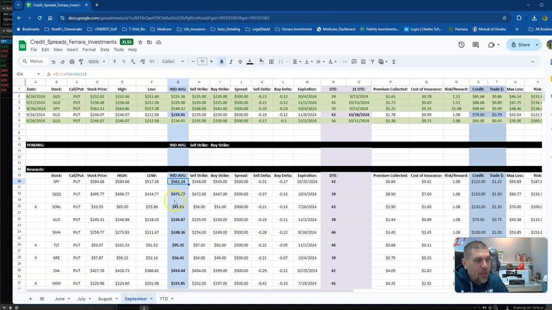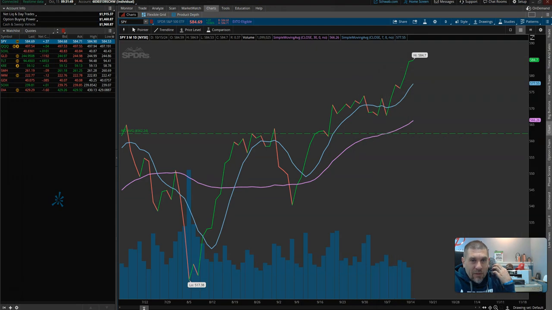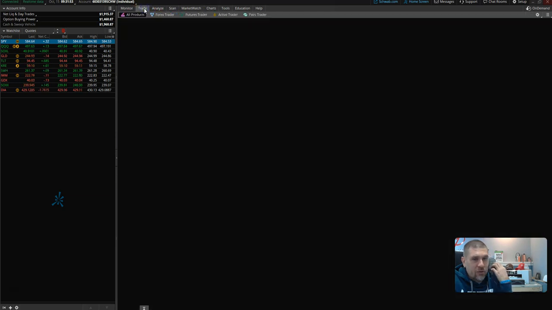All right, so we have a 562.24 90-day average. So I'd be looking at a 562 or a 560, whatever it is. And see, I already have this, so it automatically calculates in. So I'm doing $500 spreads. So then we'd be buying the 557. We'll talk about the deltas here in just a sec. So let's go over and look at this trade.